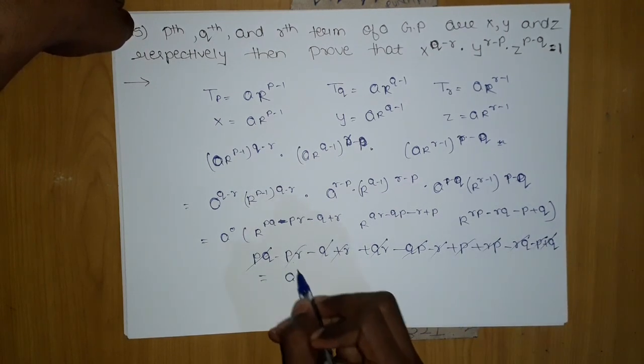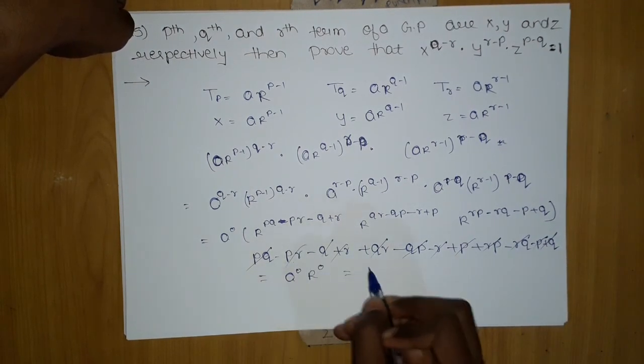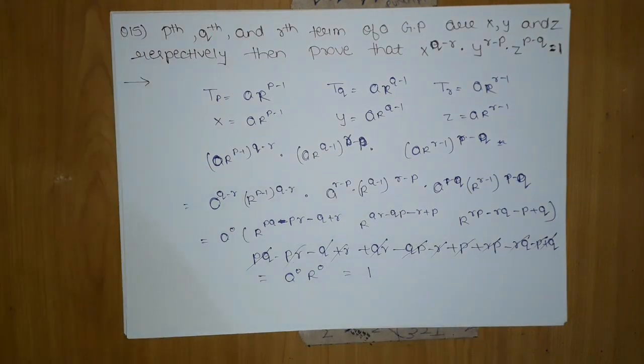So we are getting a to the power 0 and R to the power 0, which is nothing but 1. So we have proved this. Just put the term values and we got this. So we are done with the basic questions.